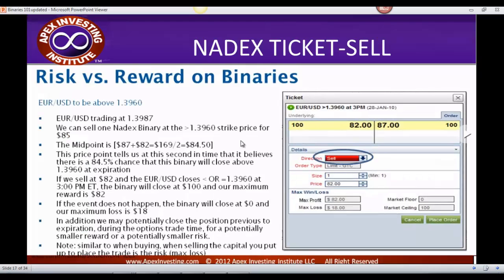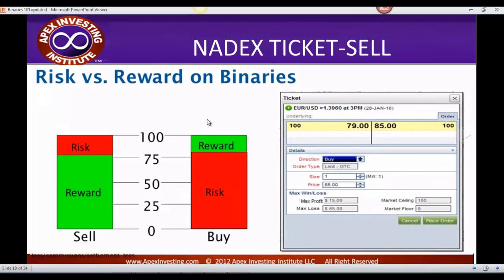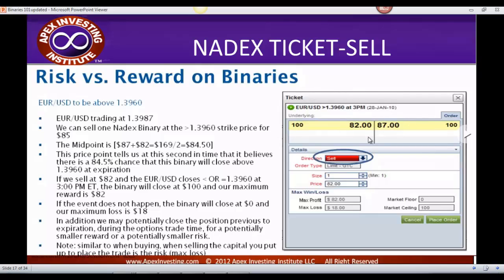All right, so let's look at a different example here. Same thing, we're on a Nadex ticket. We're looking at the same contract. Well, I think a little bit different price contract. Euro dollar to be above 39.60 by 3 p.m.